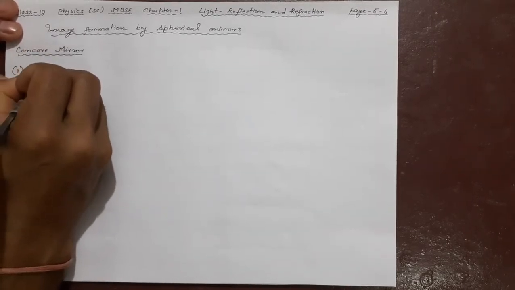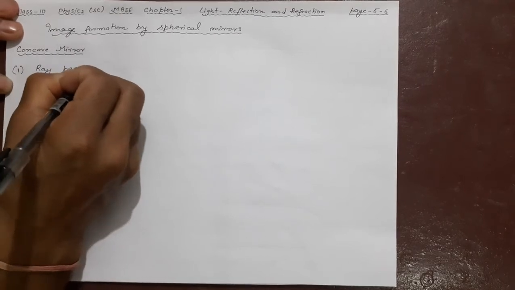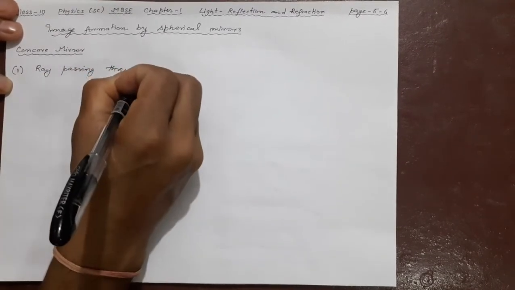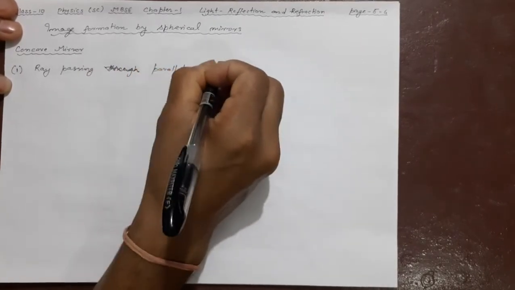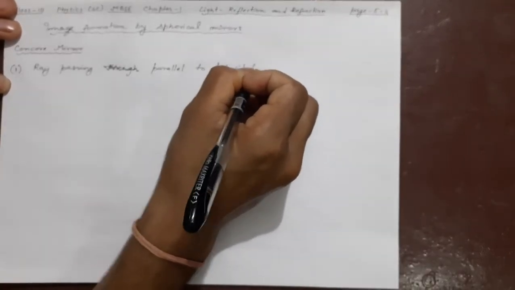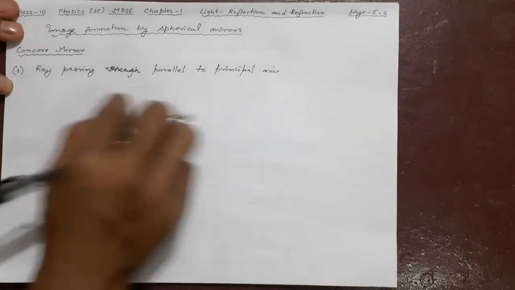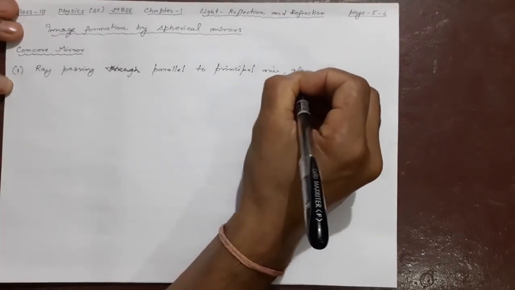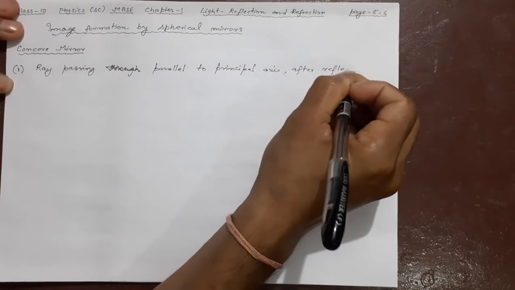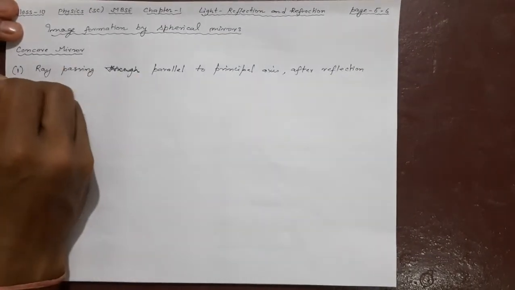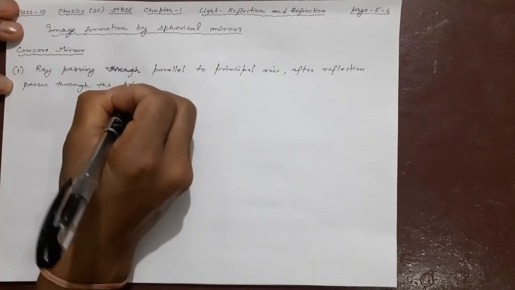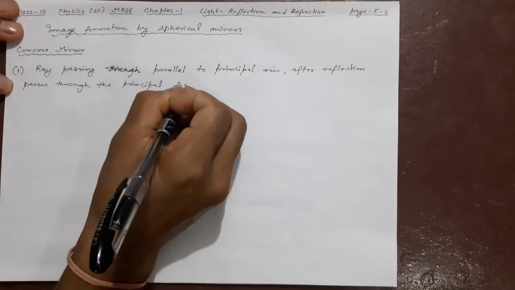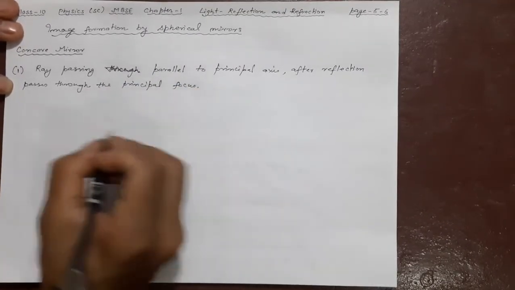The first rule says: a ray, which means light, passing parallel to the principal axis, all the terms are important. You remember the principal axis, that long line XY. After reflection, it passes through the principal focus. Okay, so what is the meaning of this?